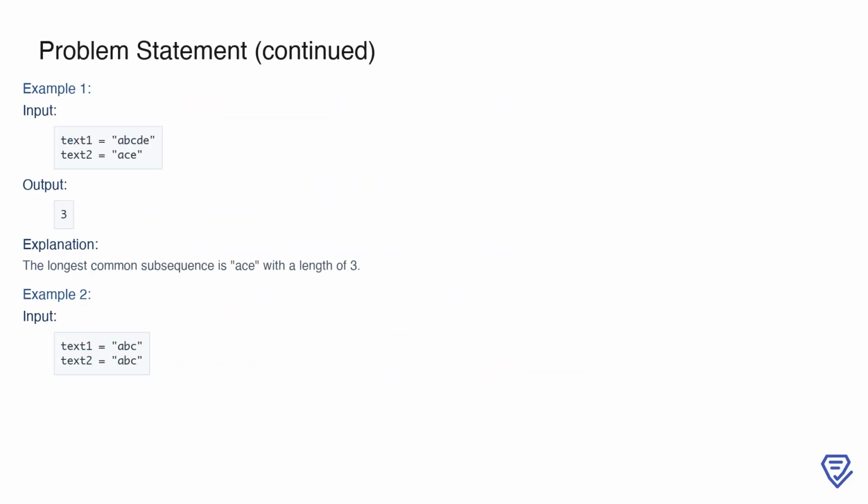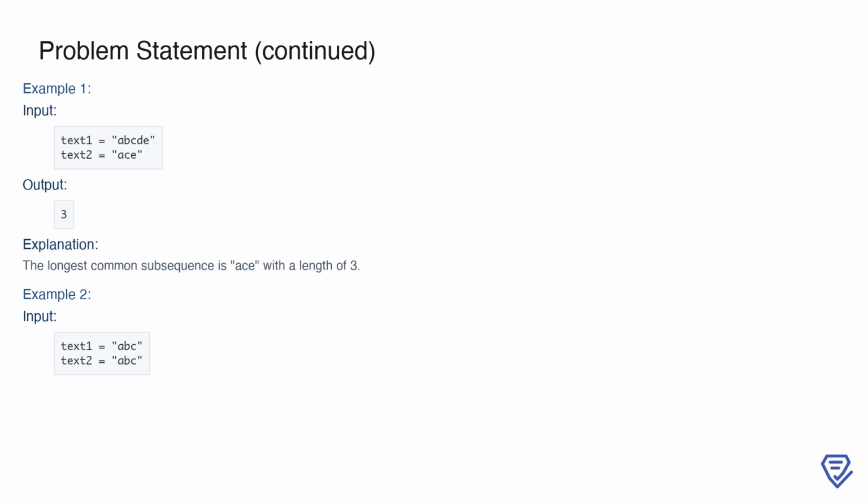Let's begin with an example. Suppose text1 is ABCD and text2 is ACE. In this case, the longest common subsequence is ACE, which appears in both strings and has a length of 3. This means the output for this input is 3. This demonstrates how the characters of a subsequence can remain in the original order while some are omitted, as long as the relative order is preserved.